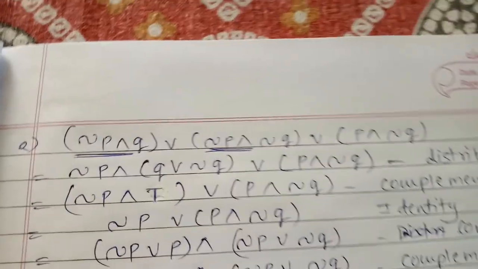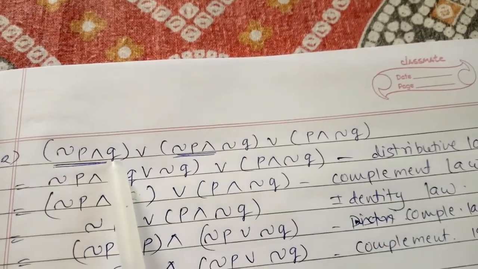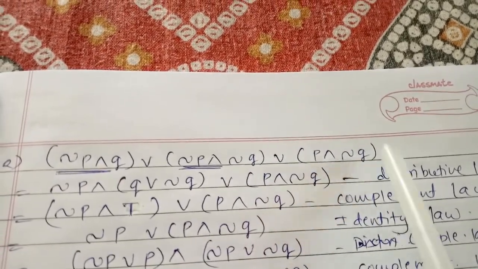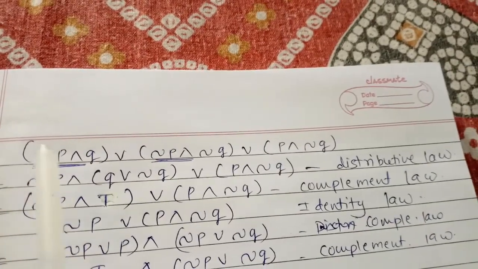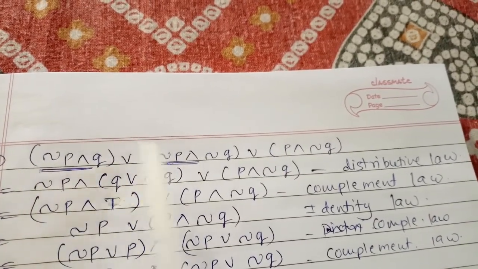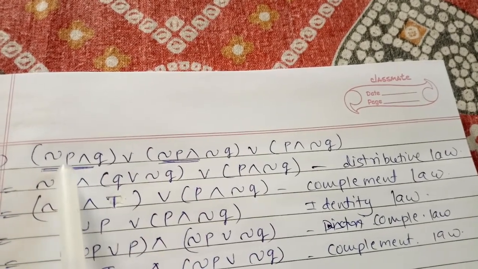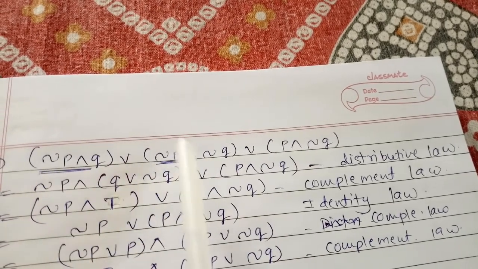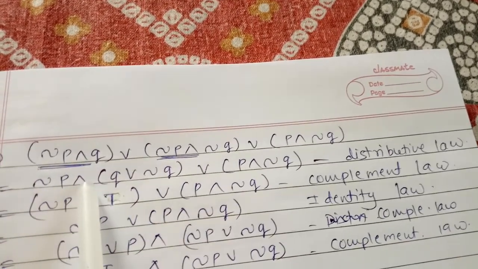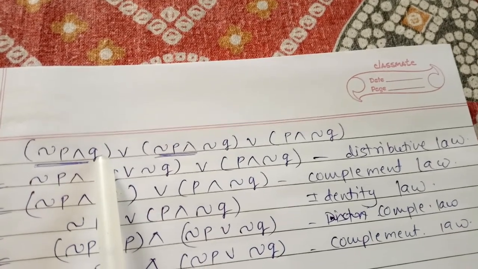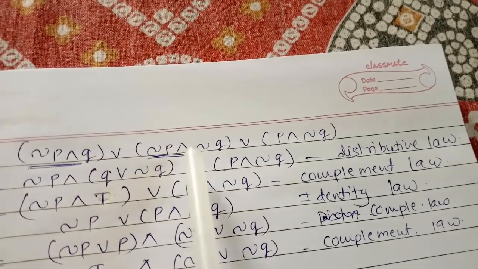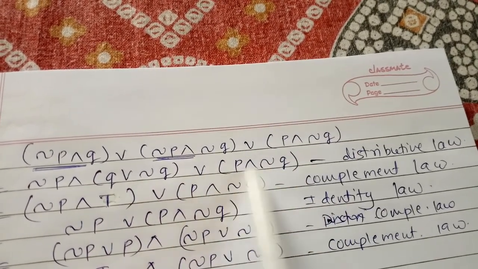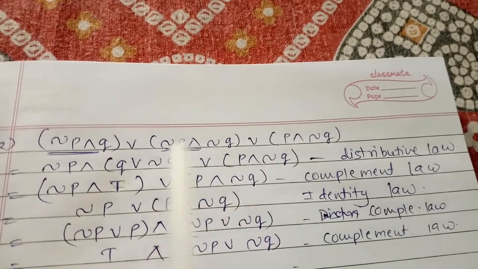Now see the second example. Negation P conjunction Q, disjunction negation P conjunction negation Q, disjunction P conjunction negation Q. Now first see these two brackets. In these two brackets, I underline here, negation P conjunction is common. So we are going to take the common from these two brackets. So negation P conjunction we take common. So what are the remaining? So Q disjunction negation Q, and the remaining part we write as it is. So we write it by the distributive law.